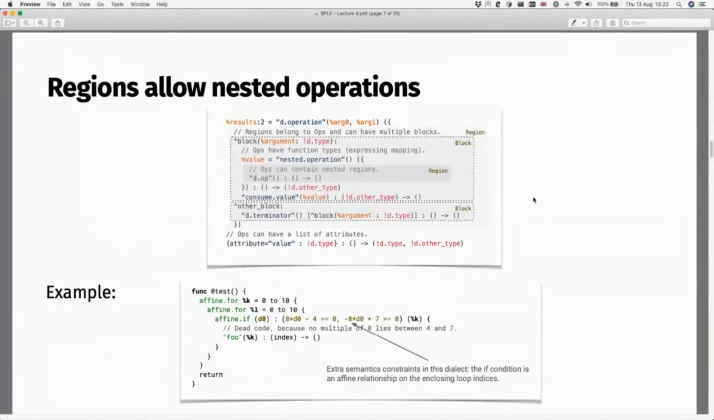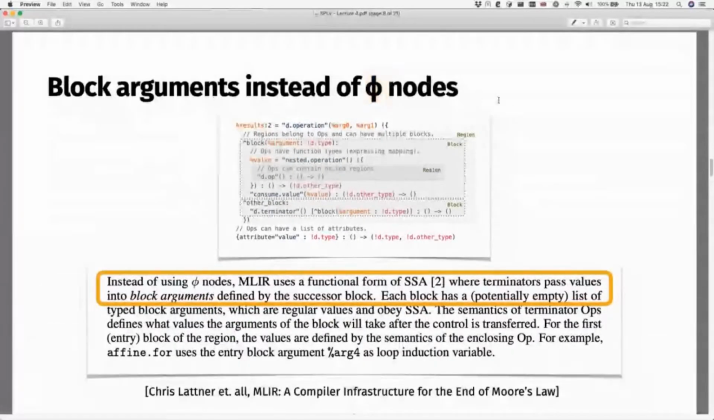And then the other big addition I should say is that there are no phi nodes. Yesterday we talked about phi nodes being the point where control flow merges. And this is a citation out of this paper that I briefly showed into the camera. They say that instead of using phi nodes, which used to be for merging control flow, like if you have values coming from two different paths, MLIR uses a functional form of SSA, and this actually cites this paper from Andrew Appel that I had shown before, where the terminators, so when I come to the end of a block, pass values into block arguments defined by the successor block. So that means if I see a block, it can have a bunch of arguments.